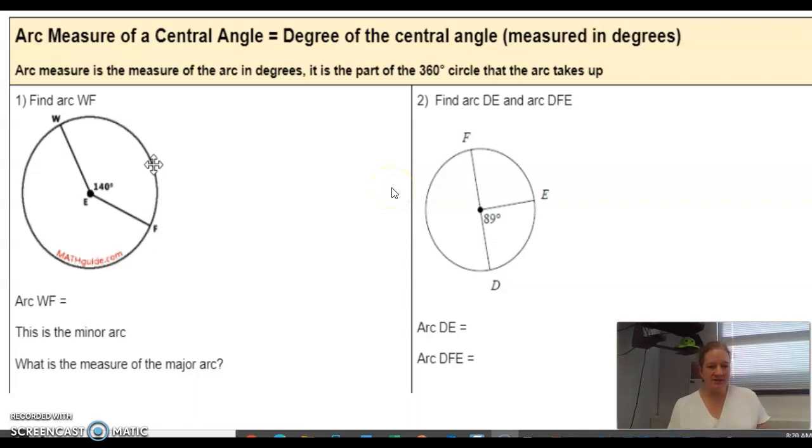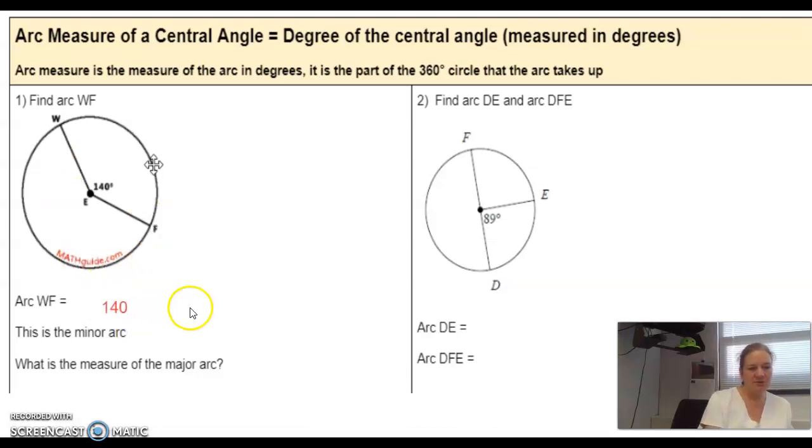So now let's actually practice what we just talked about. Let's practice finding the arc measure of a central angle. And it's exactly the same. The degree of the central angle, the degree that you see in the angle, is exactly the same as the arc opposite it. So that means if this angle WEF is 140, then arc WF is 140. That's the minor arc. You can tell it's less than 180.